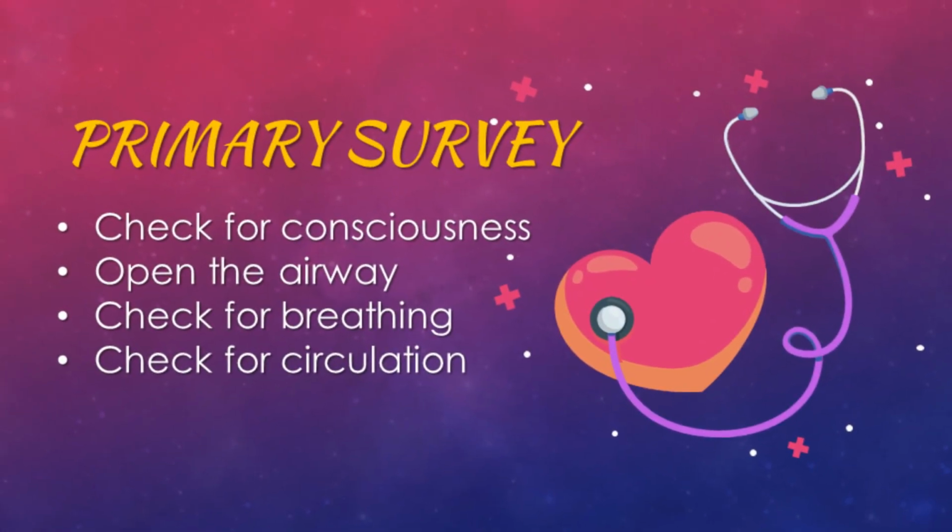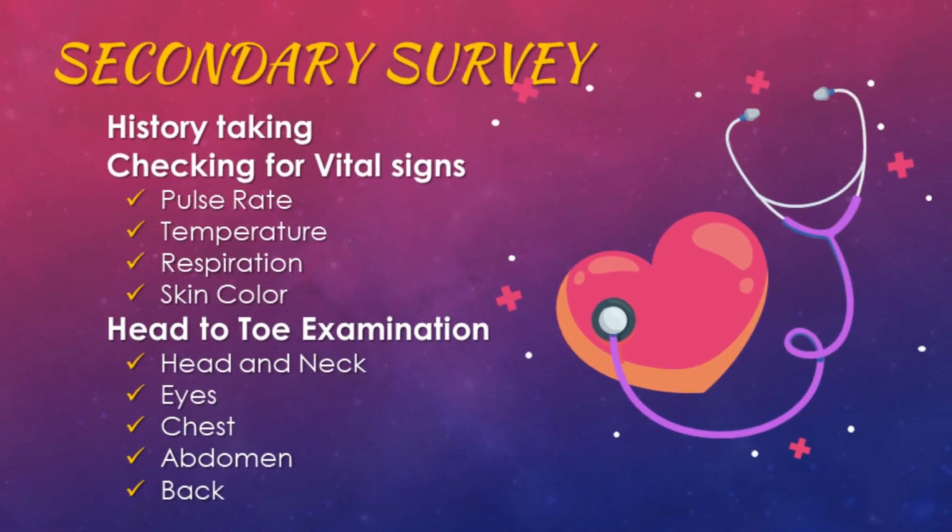So how do we conduct primary survey? The following steps are to be considered. First, check for consciousness. Second is open the airway. Third, check for breathing. And fourth, check for circulation. Now, after doing all these steps, the second thing that you should do is to conduct the secondary survey.